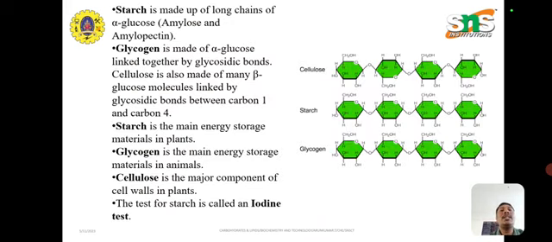Starch is made up of long chains of alpha glucose, that is amylose and amylopectin. Glycogen is made up of alpha glucose linked together by glycosidic bonds. Cellulose is made of many beta glucose molecules linked by glycosidic bonds between carbon 1 and 4. Starch is the main energy storage material in plants. Glycogen is the main energy storage material in animals. Cellulose is the major component of the cell walls in plants.